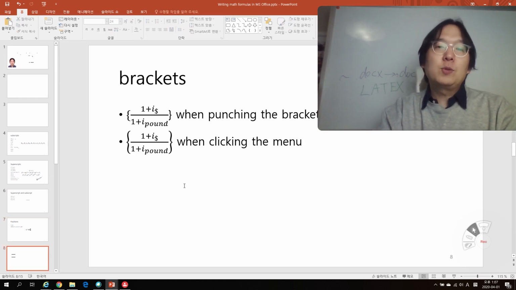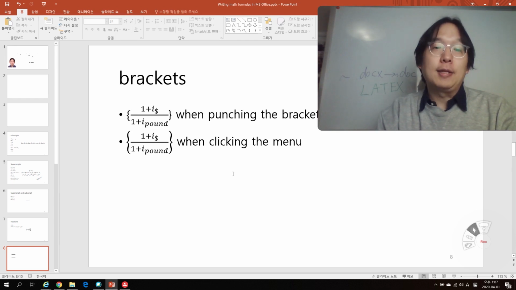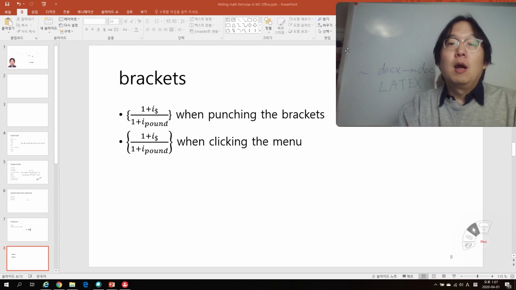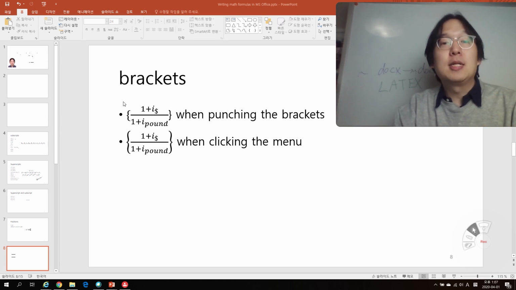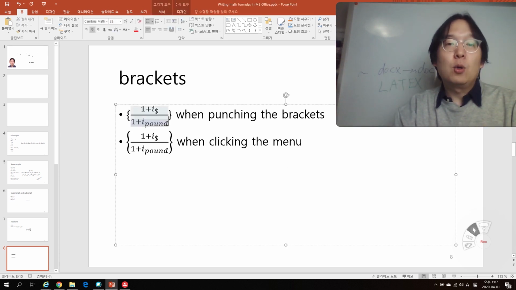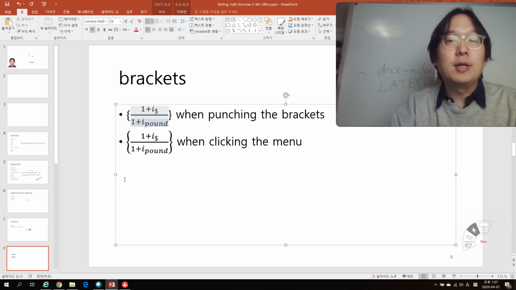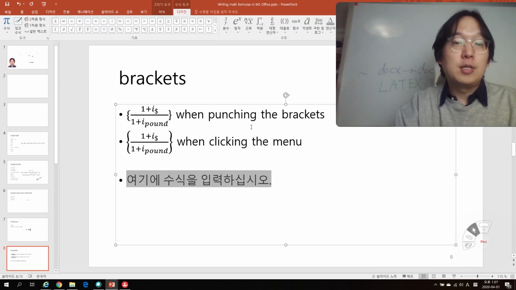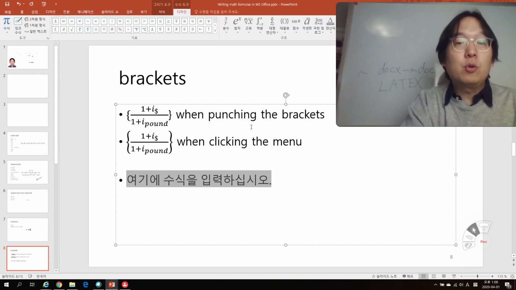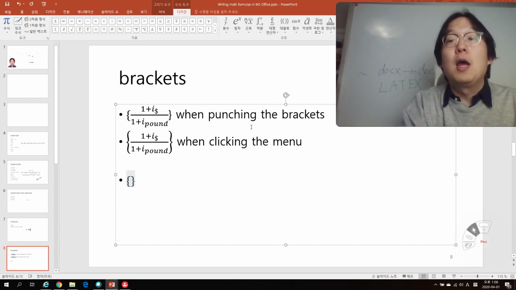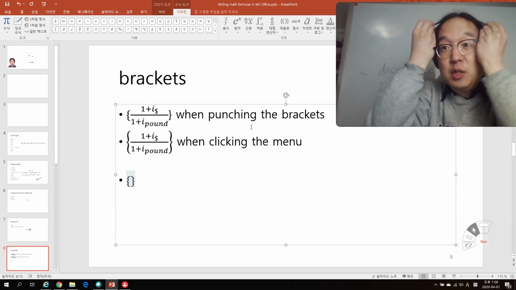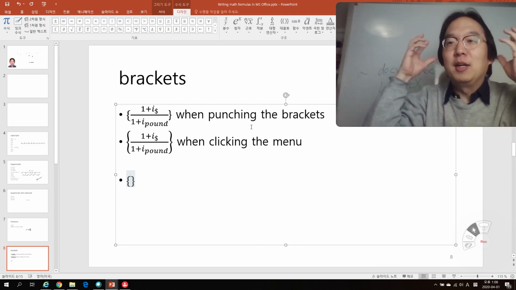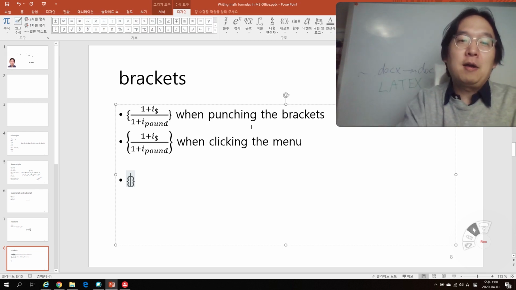Good. The next one is using brackets, right? When punching the brackets, it looks like this. So wiggled bracket, you have it, right? So let me show you this example. Insert equation. So one thing you could do is fraction. No, wait. Wiggled brackets, like wiggled bracket, right? Wiggled bracket. Okay.